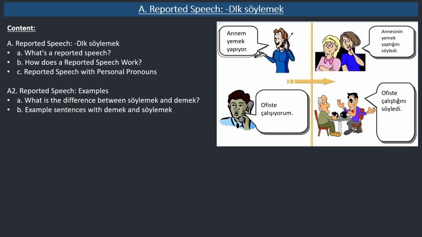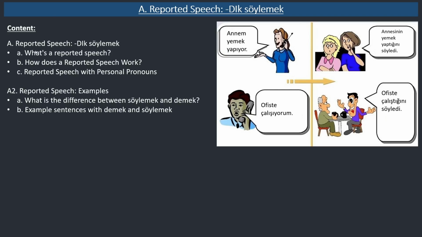We use dık for both, but with reported speech, as you can see here in the picture, there's always a söyledi. Söylemek means to tell, but there are of course some complications, and I will explain that too. Reported speech is made with söylemek. Subordination is made with any other verb. I will show the differences later on. For now, the content of this part.